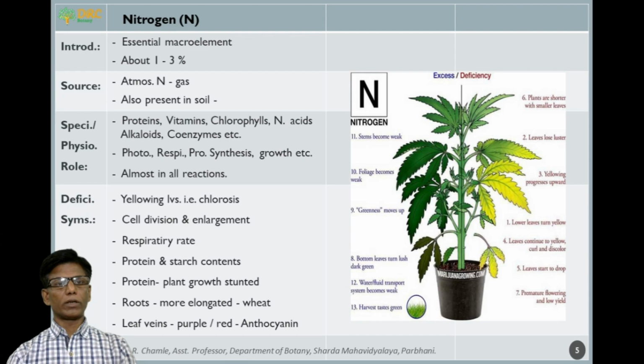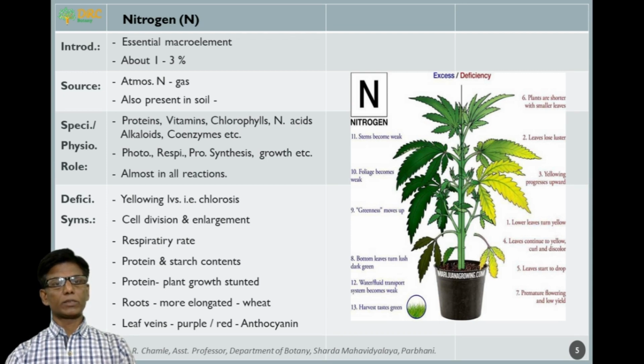Approximately, in the plant body, the amount of nitrogen is about 1 to 3% only. After this introduction, we will see the sources of nitrogen. The sources of nitrogen are atmosphere and soil. Among these, atmosphere is the main source of nitrogen. In the atmosphere, it is present in the form of gas. Means, atmospheric nitrogen is the main source of nitrogen. It is also present in the soil.